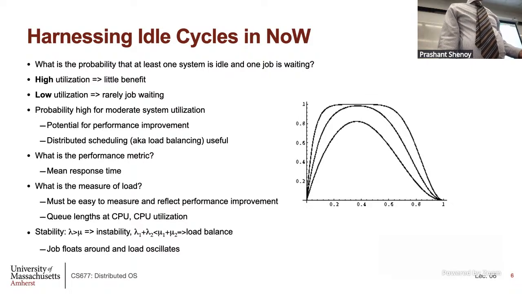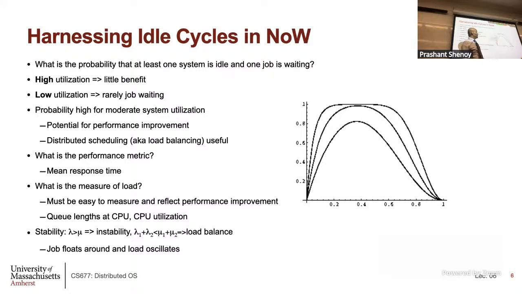Does that mean this is not useful? Any thoughts? There is something in between low and high, right? You can have a moderately utilized system. So the only time this approach gives you benefit is when your system is moderately utilized, neither lightly utilized nor heavily utilized. And the probability distribution of that is shown here.